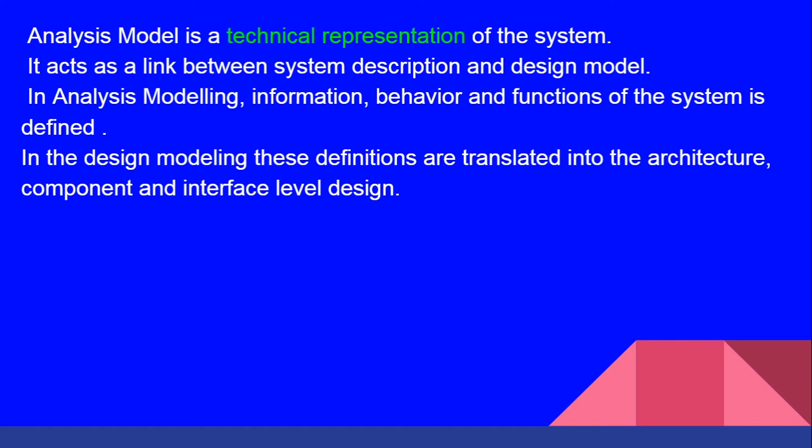So initially we have the analysis and the design. In the analysis, all the information is gathered, and in the design modeling, all the gathered information and the definitions are translated into architecture, component and interface level design. When you say architecture component, it means the infrastructure of the software programming, the framework. We are going to build the framework and the internal architecture. So here we define the architectural design, and then we go for the detailed design. That is, interface level design is the design which is the interface between the consecutive models or modules.